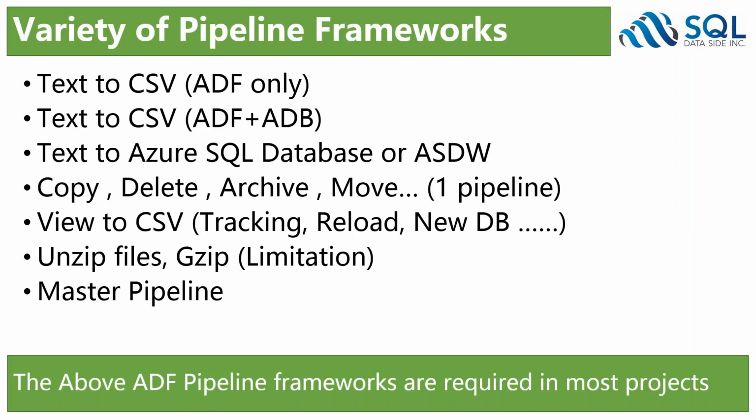Okay, so let's create a pipeline. So how many pipelines do I need? Let's say I need a pipeline that converts from text to CSV. Maybe text to CSV is not a good example. Text to SQL might be a better example. I can have another one, text to CSV, with a combination of Azure Data Factory and Azure Databricks, so I can have two. And other components, text to Azure SQL Data Warehouse. I can have one pipeline that does the copy only, one that does the delete, one that does archive and move, and so on and so forth.